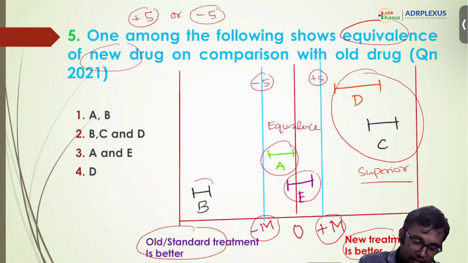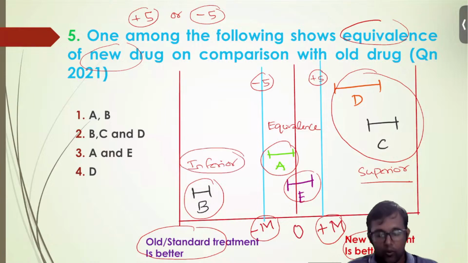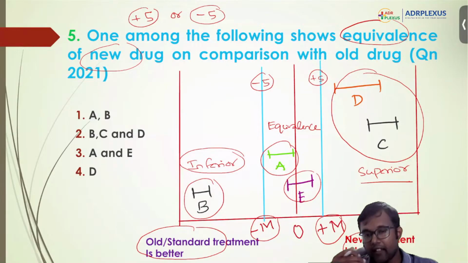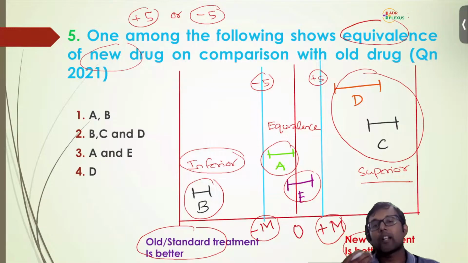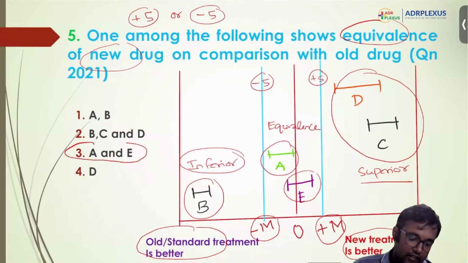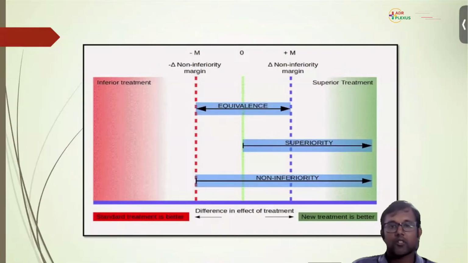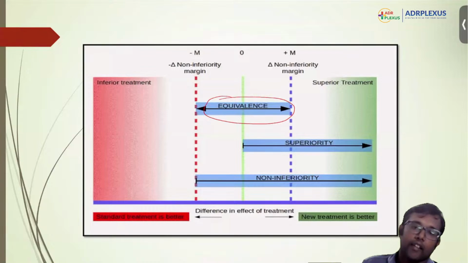If you see B, it tells it is inferior. So in trial B, the old drug is inferior to the new drug. In trials C and D, the new drug is superior to the old drug. The trials A and E tell that both the new drug and the old drug are equal. This is called the equivalence. Within this range, if it is there, it is called equivalent.